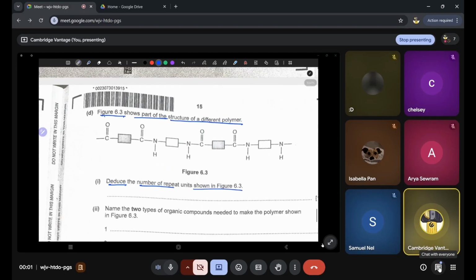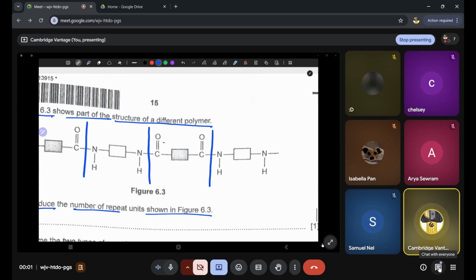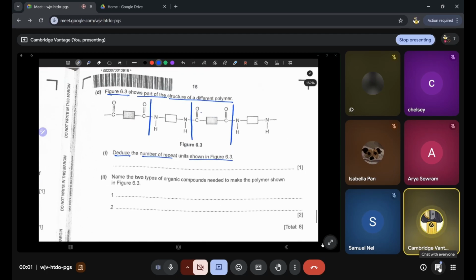So over here, we know that it's an amide linkage. I see that this is an amide linkage. I will break it down. I see that this is an amide linkage. I will break it down. Another amide linkage. I will break it down. And once you have broken it down into the different monomers, now I can start counting. So how many repeat units do I have?